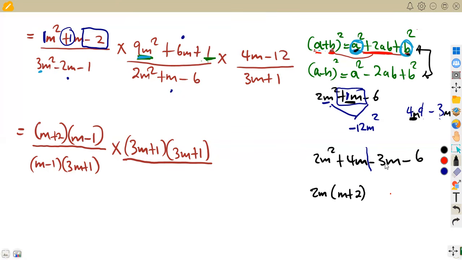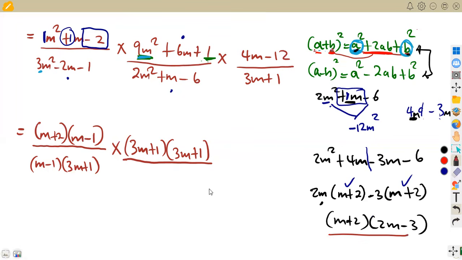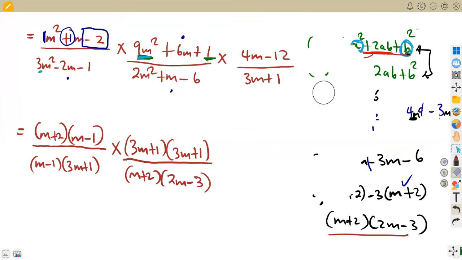Let's check the last two terms. What is common between them, so that the bracket will be the same? Negative 3. So that will be positive m plus 2. All right, so the brackets are the same. You factor out m plus 2, and you remain with 2m minus 3. So these are the two brackets that we are going to have: m plus 2 into 2m minus 3. All right, that is the whole idea there.